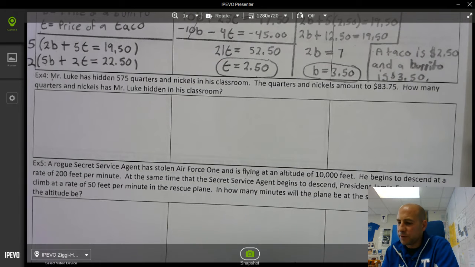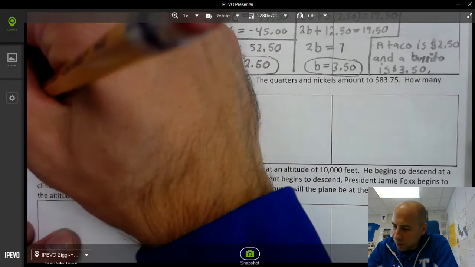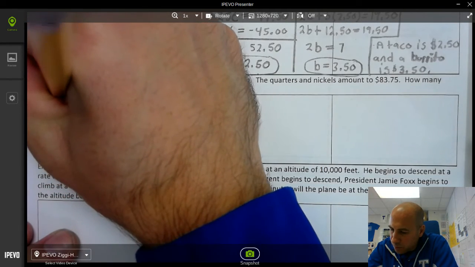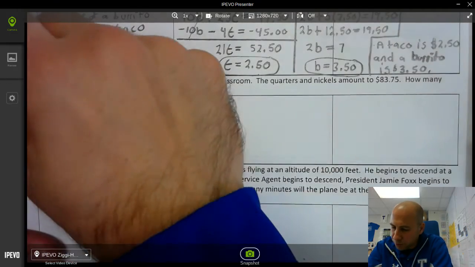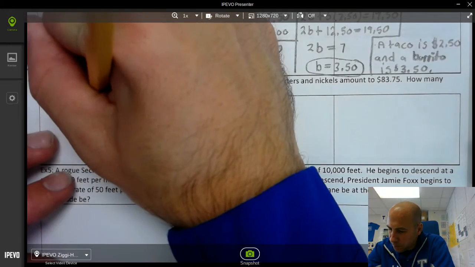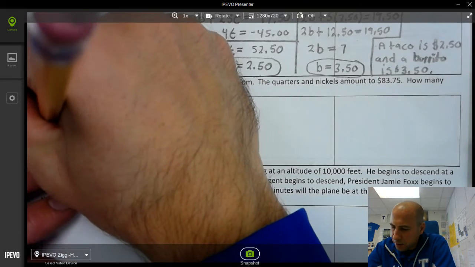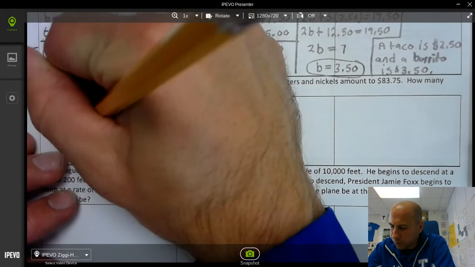Example 4. Mr. Luke has hidden 575 quarters and nickels in his classroom. The quarters and nickels amount to $83.75. How many quarters and nickels has Mr. Luke hidden in his classroom? All right. So step 1, define the variables. So Q is the number of quarters. And N is the number of nickels.